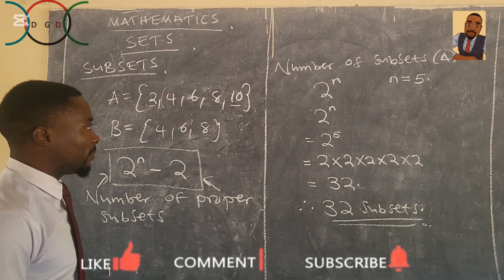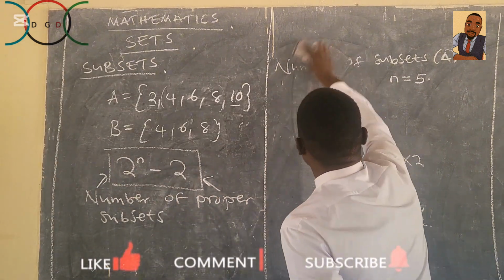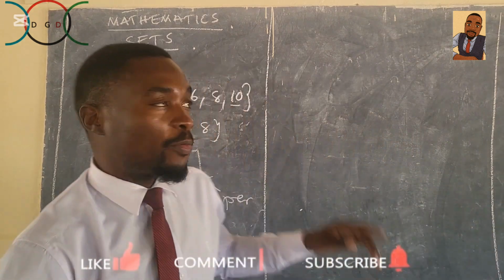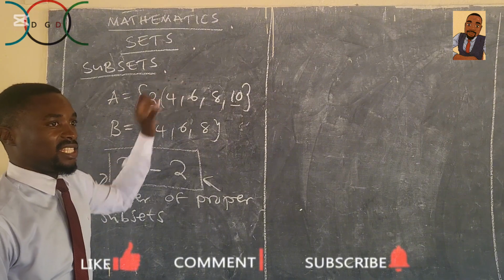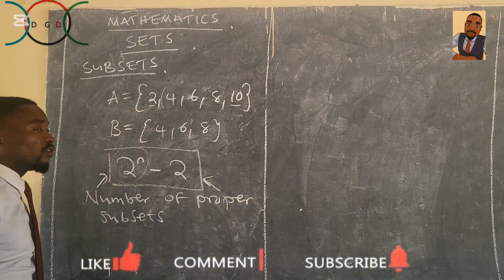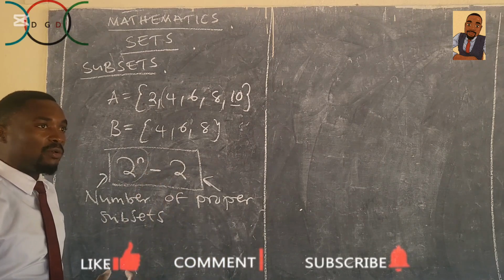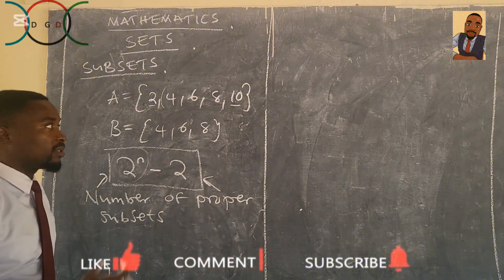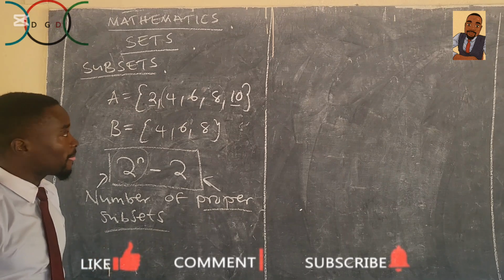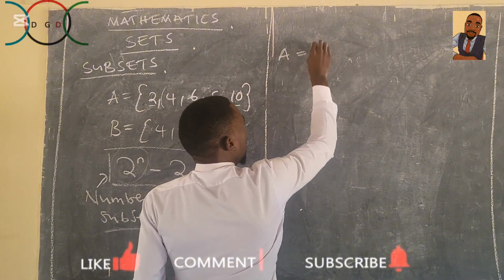So what do we mean? For example, we take the same one here. To find the number of proper subsets in set A, the first thing that we are supposed to do is to find the number of subsets. Then we just subtract 2. So all the time, when you find the number of subsets, you subtract 2. That's how you find the number of proper subsets.